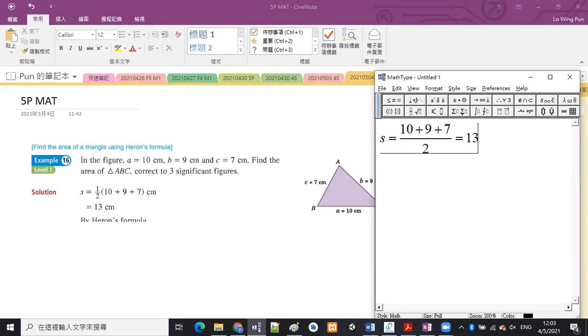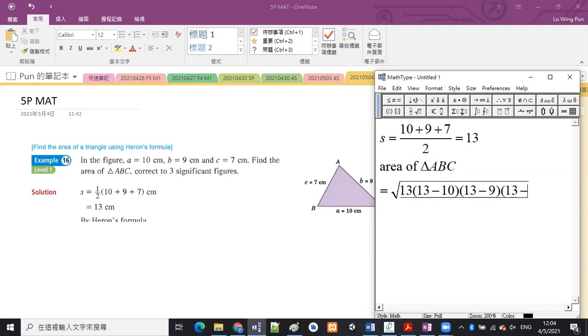And then the area of triangle ABC will be equal to a long square root. And then we have S, that is 13. And then S minus A, 13 minus 10. And then S minus B, 13 minus 9. S minus C, that is 13 minus 7. Multiply them all together.